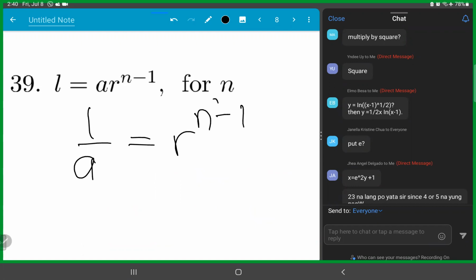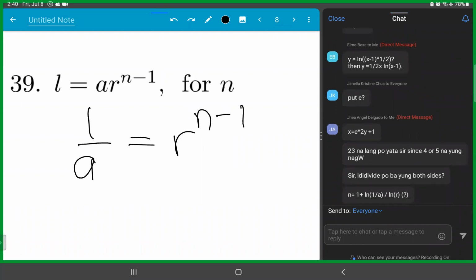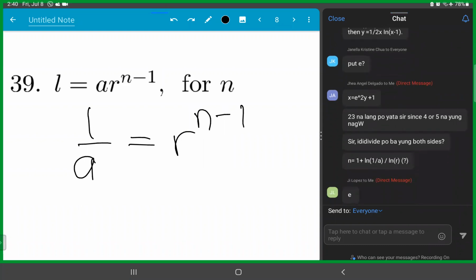So, it's an exponent, right? N is an exponent. So, what's the inverse of the exponential? Logarithmic function is the inverse of the exponential function. So, mag-a-apply tayo ng logarithm. Anong base? Okay, mukhang tama na yung sagot na yan, ano? Base e.